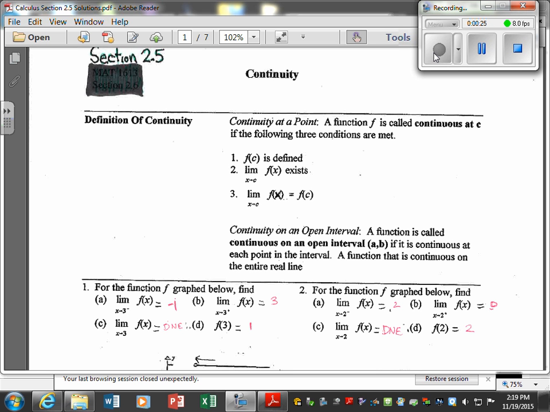Like I said, you will need this for the test, so make sure you're able to define this, especially know these three conditions for sure. We're saying a point is continuous if the function f of c is defined, if the limit of f of x as x approaches c exists. That means the left-hand limit and the right-hand limit agree, right? And then if the limit of f of x as x approaches c is equal to the function evaluated at c, then if all these conditions are met, we would say it's continuous on the open interval.